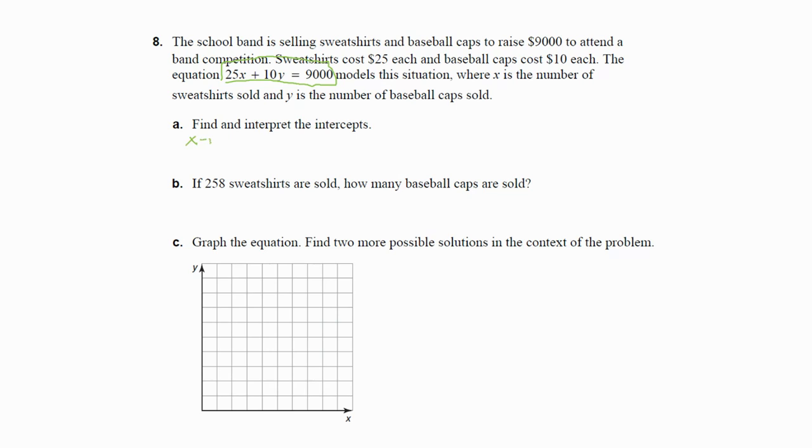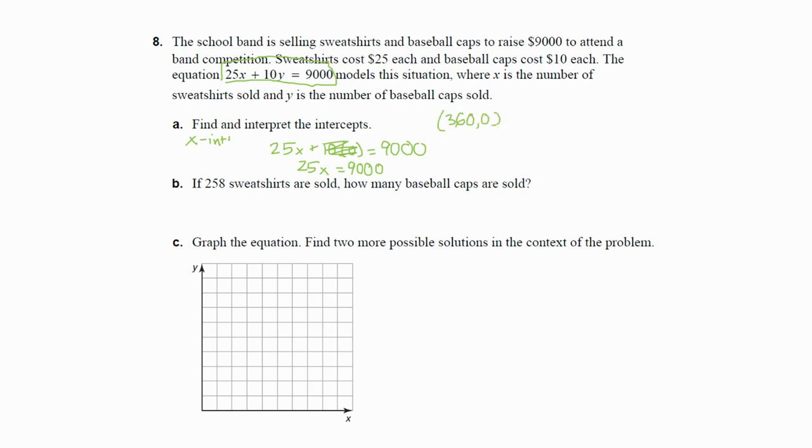So what is the x-intercept here? Well, when y is 0, we do 25x plus 10 times 0 equals 9,000. And 10 times 0 is just 0, so now 25x equals 9,000. And to get that, we're going to do 9,000 divided by 25, which gives us 360. So the x-intercept you should have found was 360, 0.